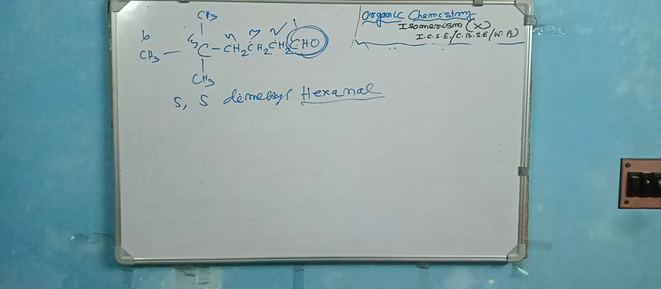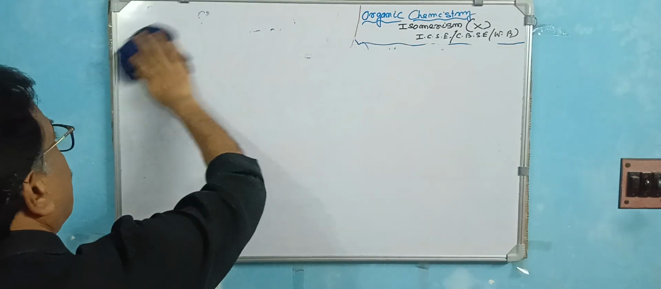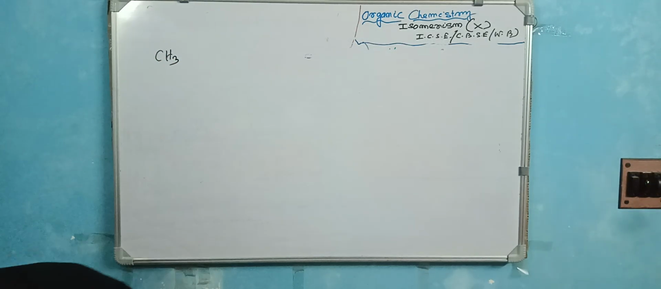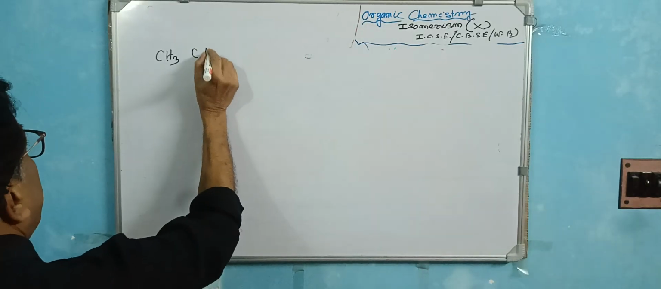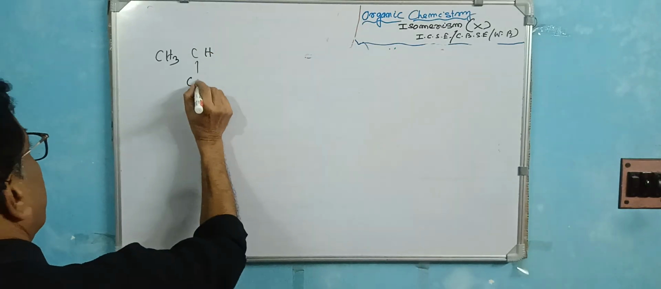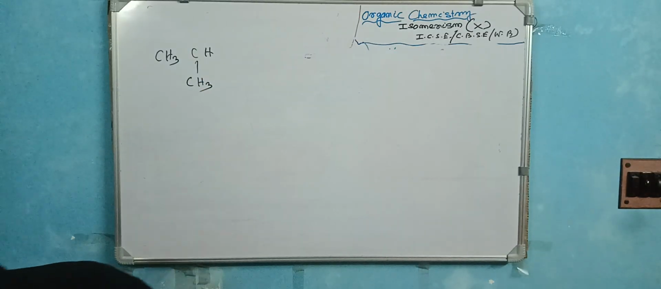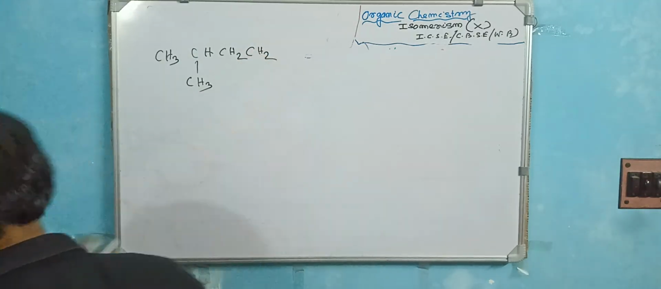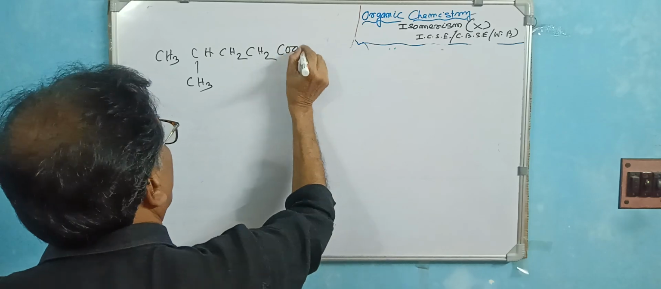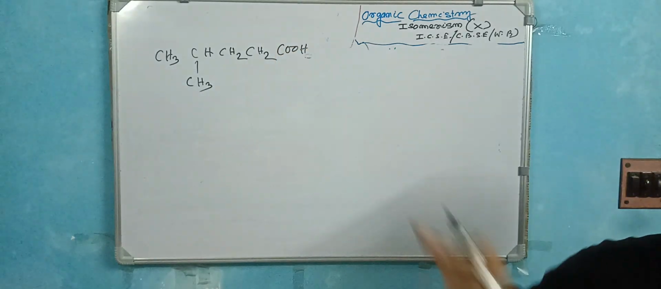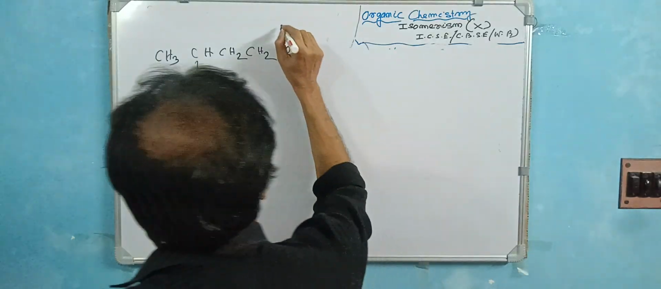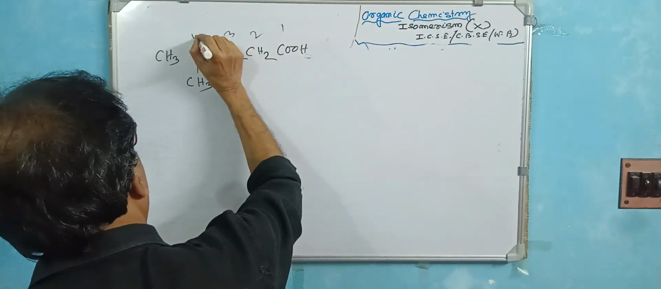Is that clear to you? Now the other one is there. This is the last one for today. Clear to you? Very quick. Okay. This is CH3, CH3, CH, here is CH3, here is CH3, CH2, CH2, CH2, now COOH. So COOH is the functional group, acid. So starting from here, no problem at all. So 1, 2, 3, 4, 5.